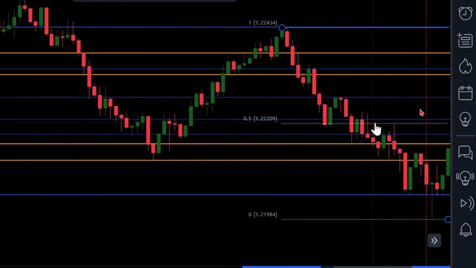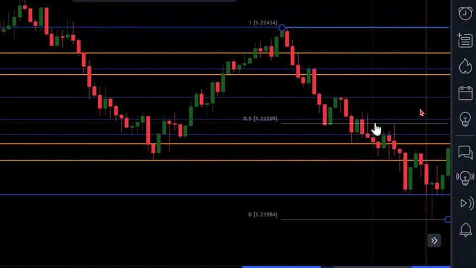So we could see a reaction off of that area, and it makes sense because remember, price is coming up into a bearish mitigation block, right? That's why I'm saying we should see huge green candles. I even told you, price has to break that bearish mitigation block, and it has to do it with huge candles.